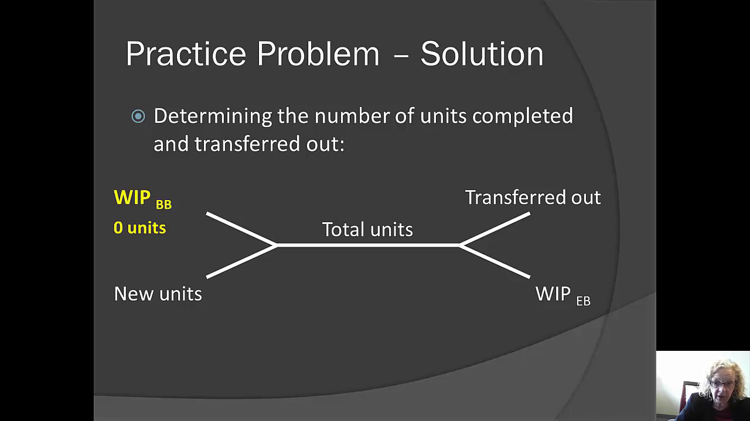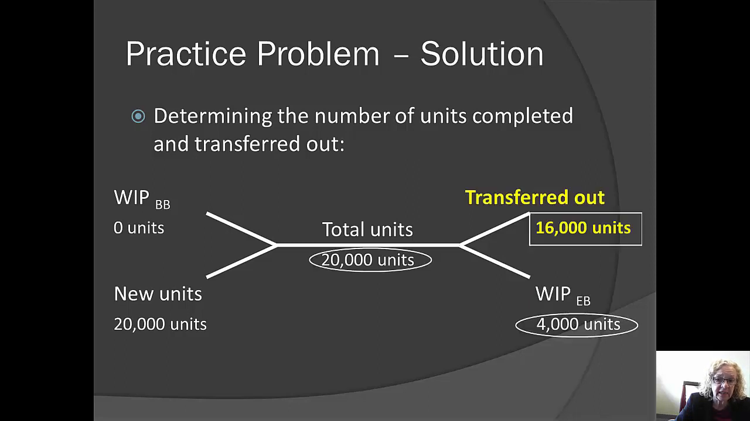We know we began the period with no units. During the period, we started 20,000 units. Altogether, that means we worked on 20,000 units during the period. What happened to them? We were told that 4,000 units were still in work in process at the end of the period. That implies that 16,000 units must have been finished and transferred out.